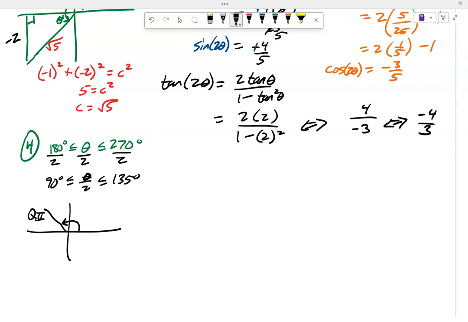Okay, so if I'm in quadrant 2, my x is negative, my y is positive. So my cosine, I'll write it, cosine theta over 2, my cosine's negative, my y is positive. And remember, tangent is sine over cosine. So if the y is positive, the x is negative, then this will be negative.